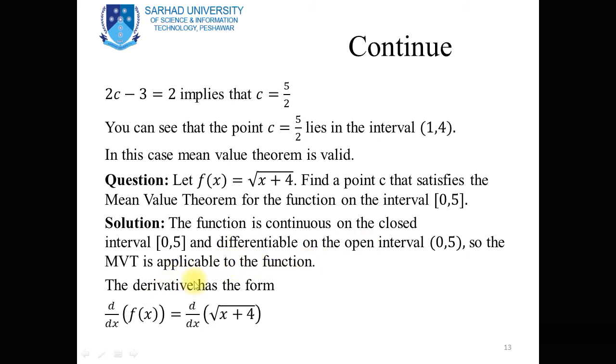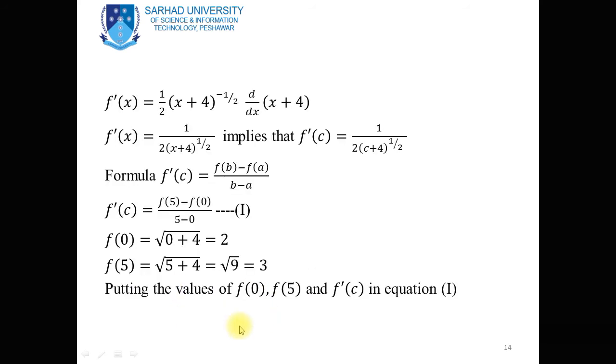Now taking the derivative of the function using the chain rule, we can write the derivative of the function as 1 over 2 into x plus 4 to the power minus 1 over 2, and further the derivative of the base. The derivative of x is 1 and the derivative of 4 with respect to x is 0. So the derivative of the function is 1 over 2 into x plus 4 whole power 1 over 2. Now this implies that the derivative of the function at x equals c is 1 over 2 into c plus 4 whole power 1 over 2.